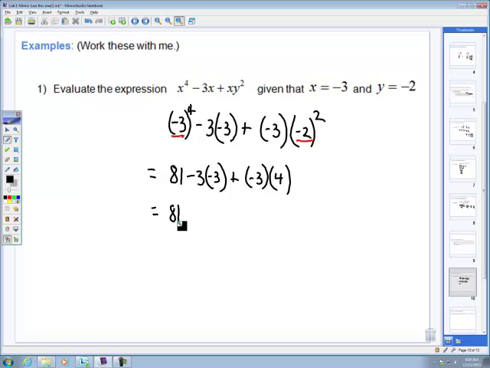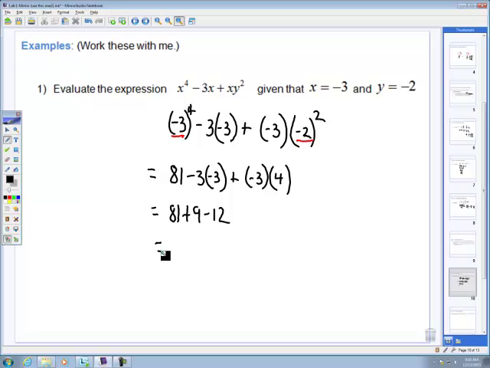Negative 3 minus 3 times 3 would give us a positive 9. Negative 3 times 4 would give us a negative 12. So plus a negative 12, or we could write that as minus 12. So the result is 81 plus 9 minus 12.